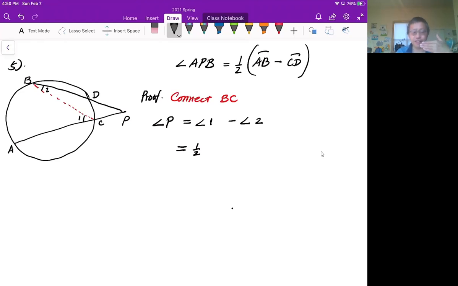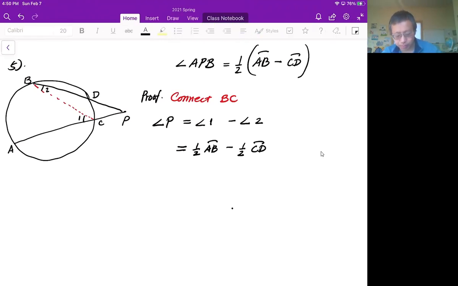Angle 1 is the inscribed angle of the arc AB, right? What is angle 2? Angle 2 is the inscribed angle of the arc CD. And then we are done, right? So what's the idea here?